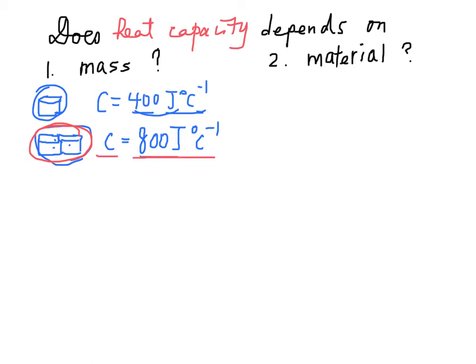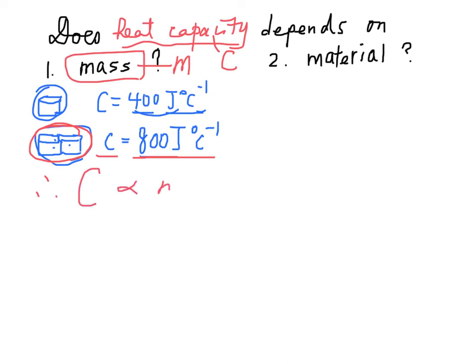From this example, we know that heat capacity depends on mass. A greater mass has greater heat capacity. In fact, heat capacity C is directly proportional to the mass m. Therefore, heat capacity is proportional to mass.